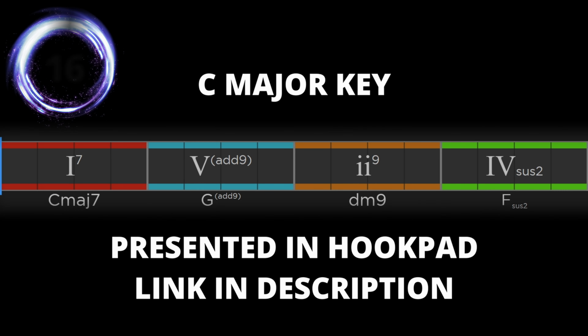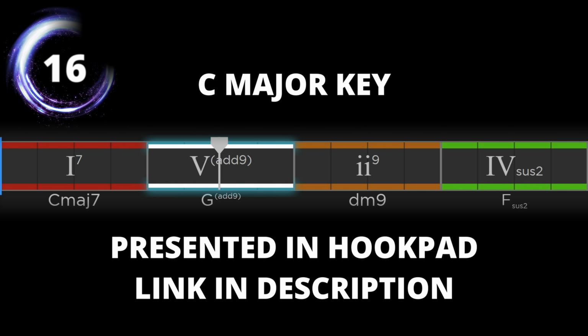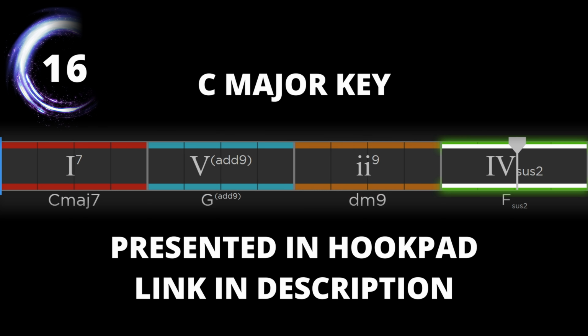Number 16 now with 1 major 7th, 5 add 9, 2 minor 9th, 4 sus 2. This example introduces the sus2 chord. There's often confusion about the sus2 and the ninth chords. I won't go into detail about it here, but just be aware that the second note in a scale is the same as the ninth. It's just an octave lower. Listen to this in With You by Jessica Simpson.